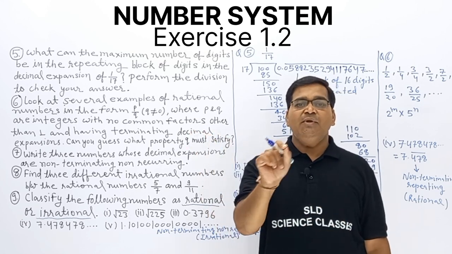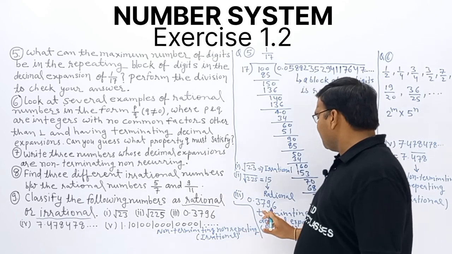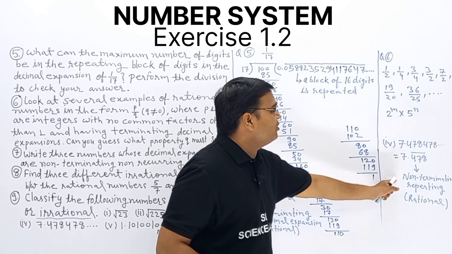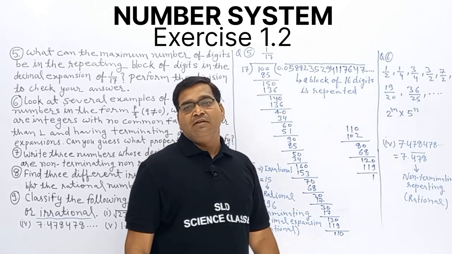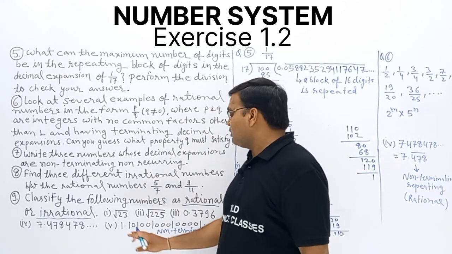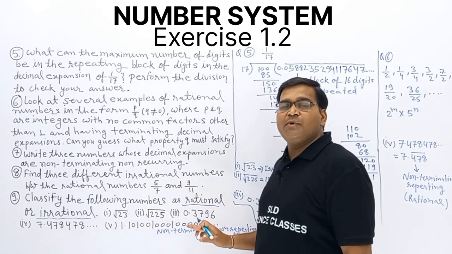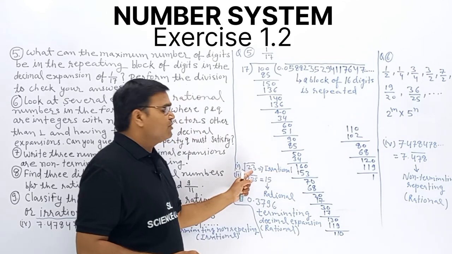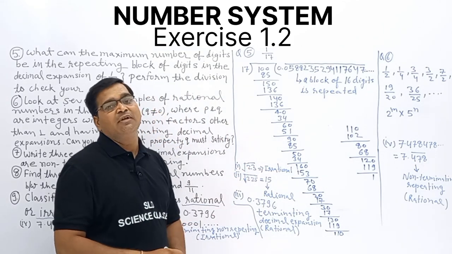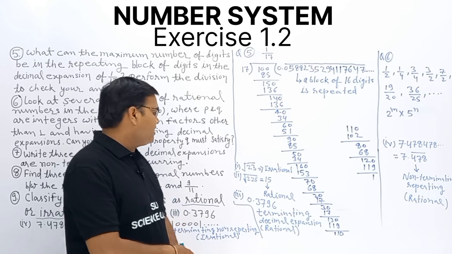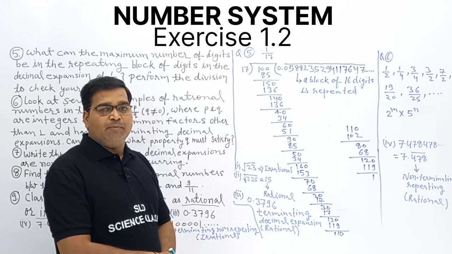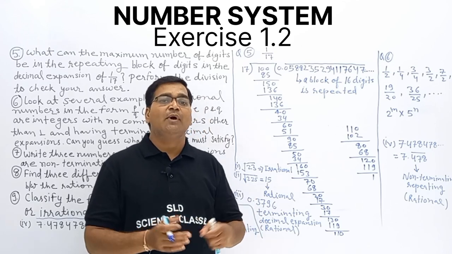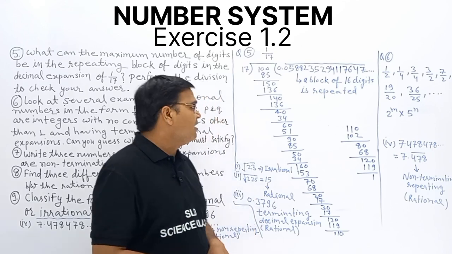Third one, terminating decimal expansions like this. Terminating decimal expansions are what? Rational. Next, non-terminating repeating numbers are what? Rational. But irrational numbers are what? Non-terminating, non-repeating. And square roots of prime numbers are what? Irrational. So I hope you are getting all these concepts linked to rational and irrational. If we know these points, then we can easily identify rational and irrational numbers.